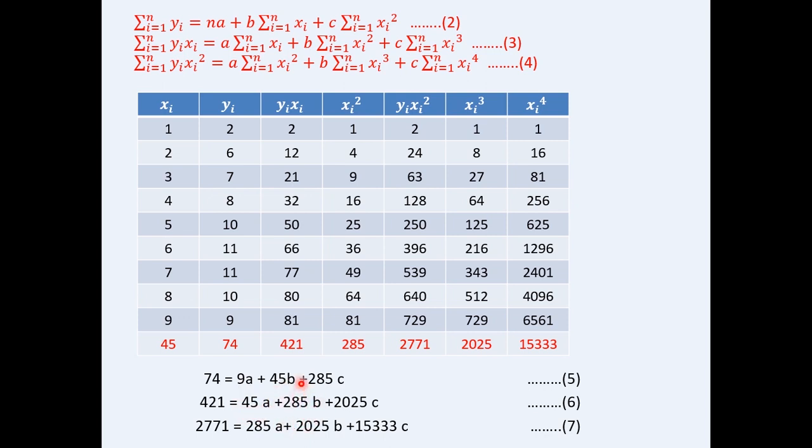Here we have 3 equations, 5, 6, 7 with the 3 unknowns. We want to find the values of A, B and C. We can solve this very easily using a scientific calculator.